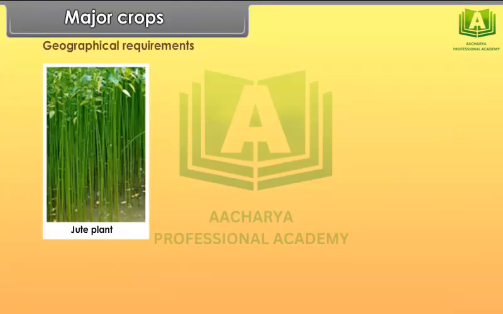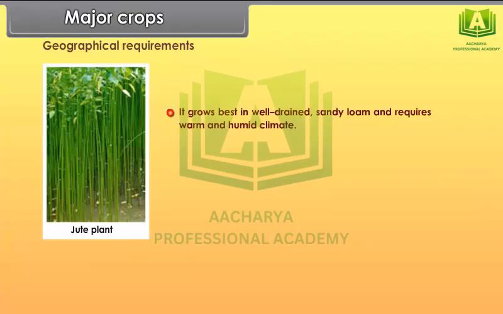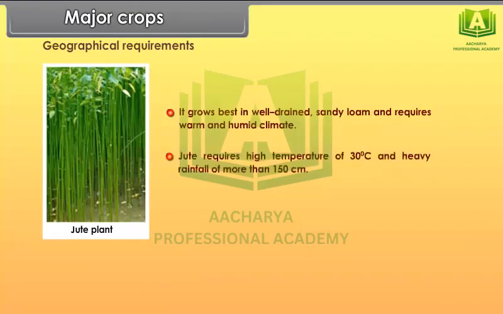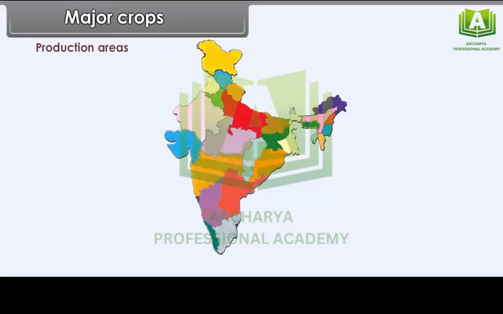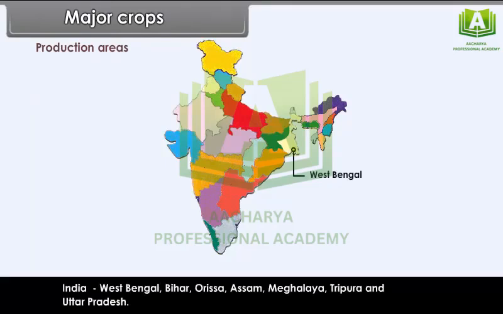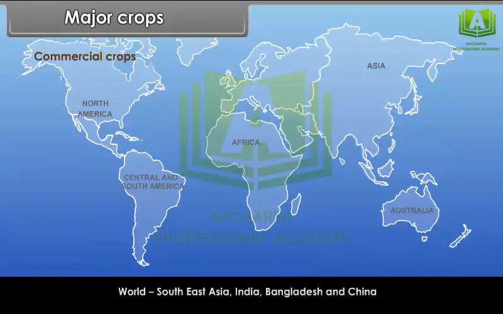Geographical requirements. It grows best in well-drained sandy loam and requires warm and humid climate. Jute requires high temperature of 30 degrees Celsius and heavy rainfall of more than 150 centimeters. Production areas. India: West Bengal, Bihar, Orissa, Assam, Meghalaya, Tripura and Uttar Pradesh. World: Southeast Asia, India, Bangladesh and China.